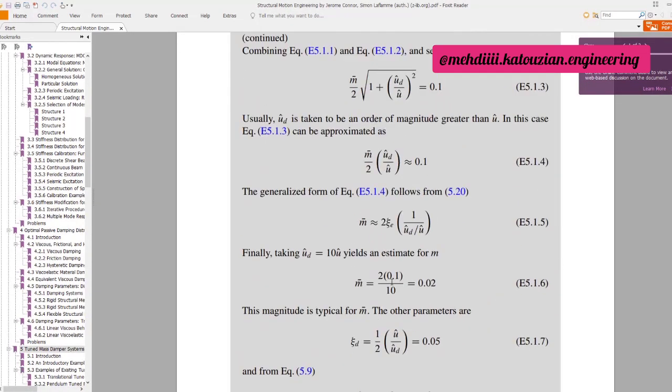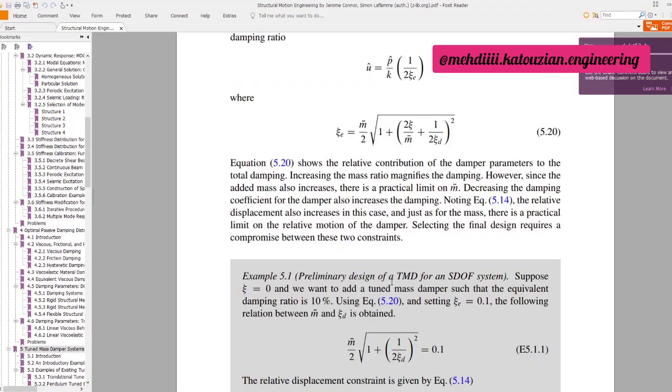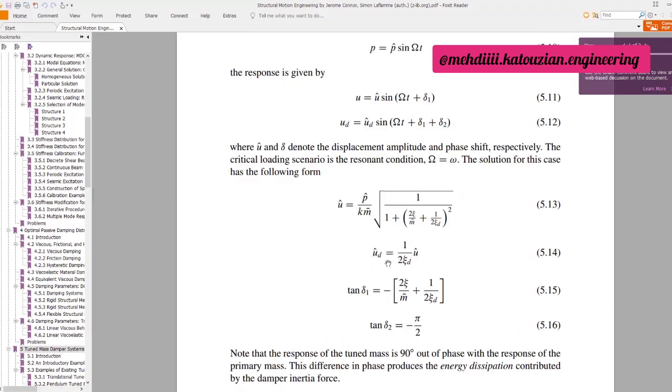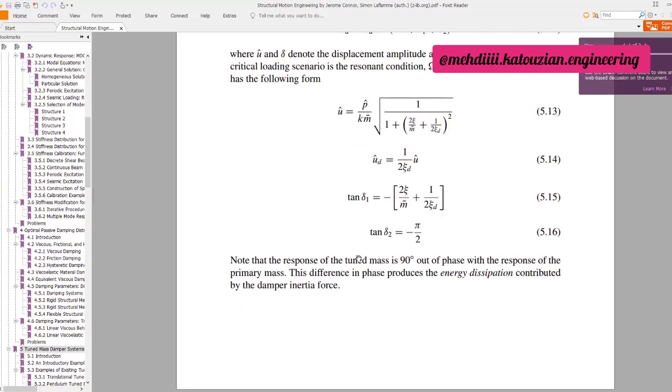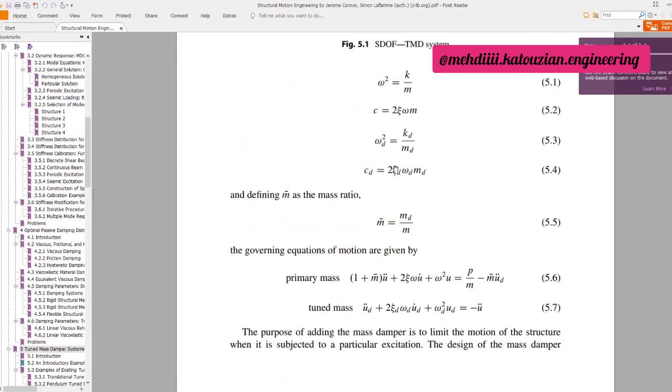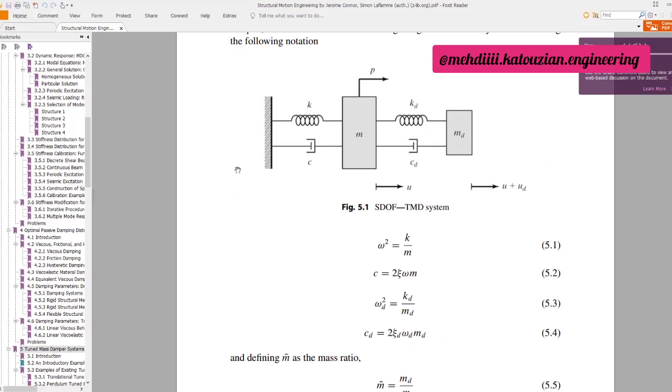It is a book. You can find it written by Professor Connor, Structural Motion Engineering. Here is a very comprehensive detail of modeling, designing, and determining each parameter. Just see, we have a single degree of freedom structure. This is our structure, and this structure in a mathematical model is represented by stiffness and damping, and another mass is attached above this structure to control the vibration of this structure.